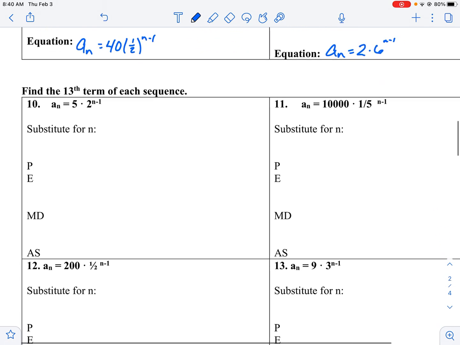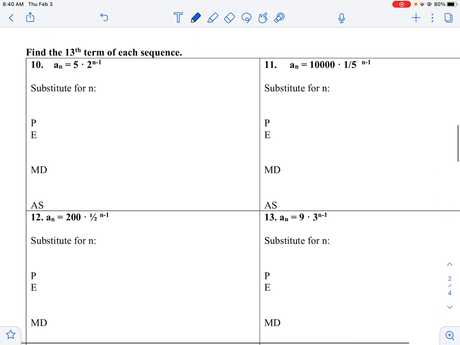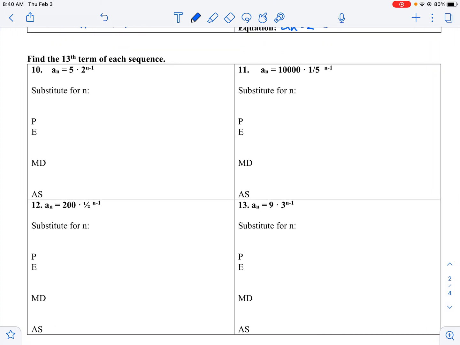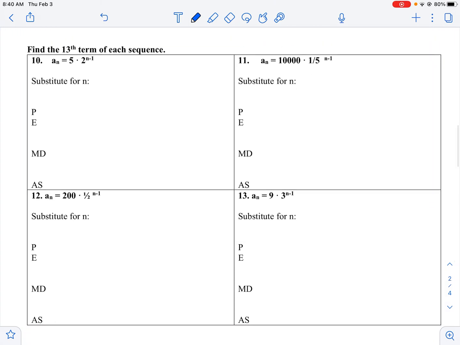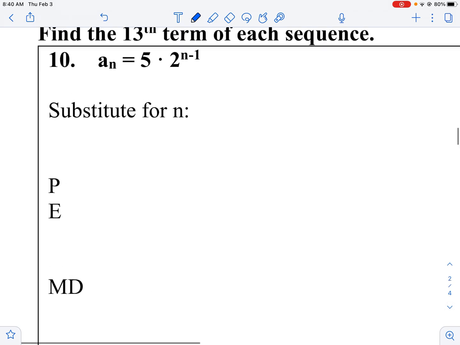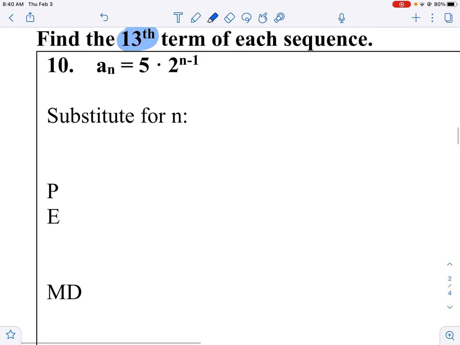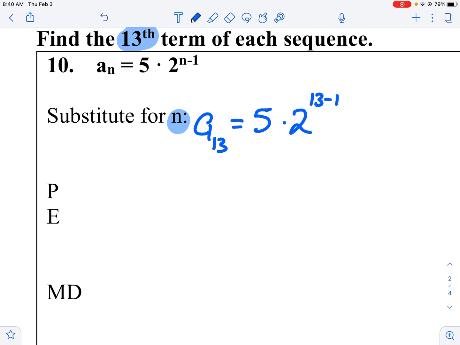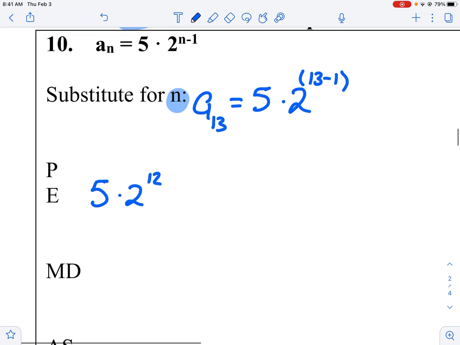In finding our 13th term, how would we do that? Well, once you've got your equation, we would just substitute 13 in for n in both places. A sub 13 equals 5 times 2 to the 13 minus 1. Now the first thing I should do is my exponents, or parentheses, I guess. 5 times 2 to the 12th.